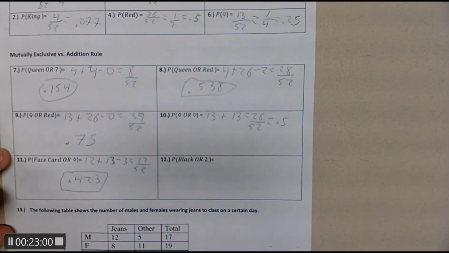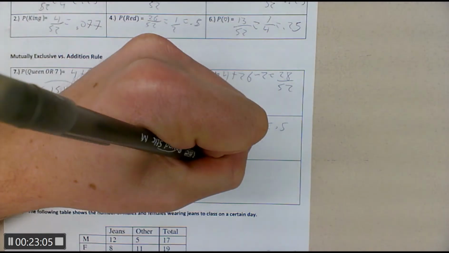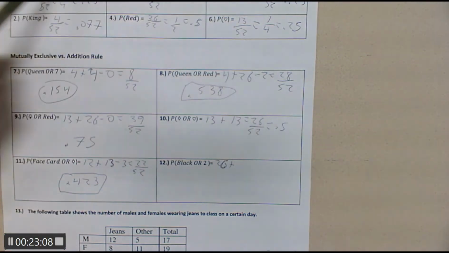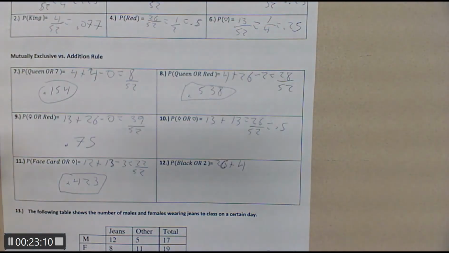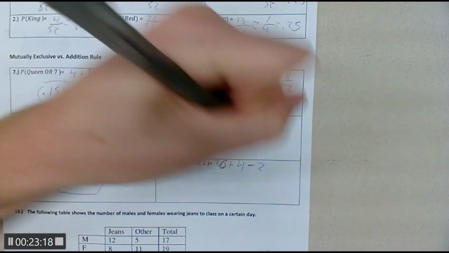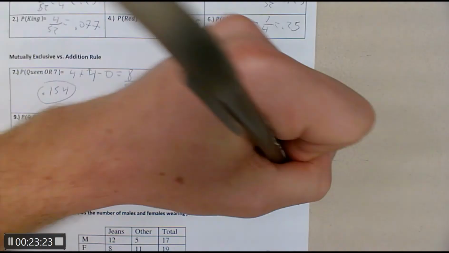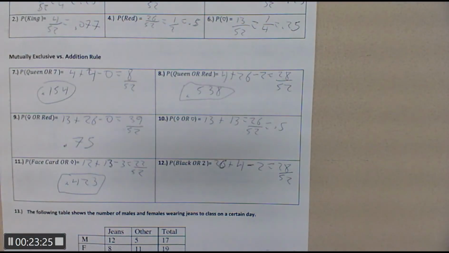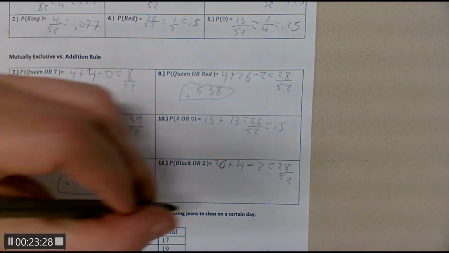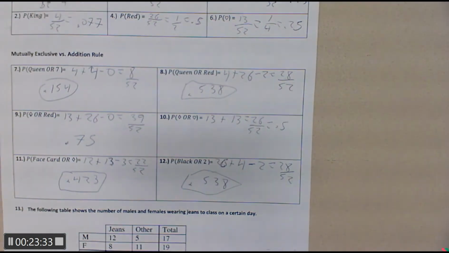Black or 2. Okay. Half the deck is black, so that's 26 black cards. Okay. So there are 4 2s, but once again we got to check. There are 2 cards that are both black and 2s. So you got to subtract out the 2 cards that are both black and 2. So that gives us 28 out of 52. 28 out of 52 is 0.538. Cool. Moving on.